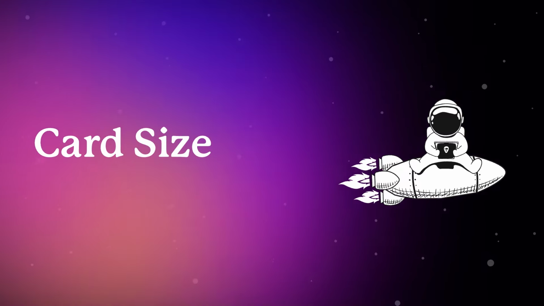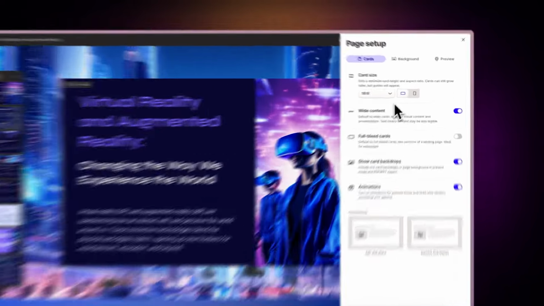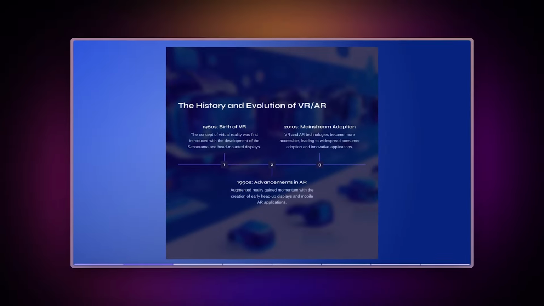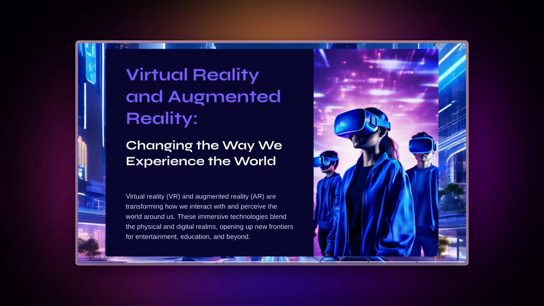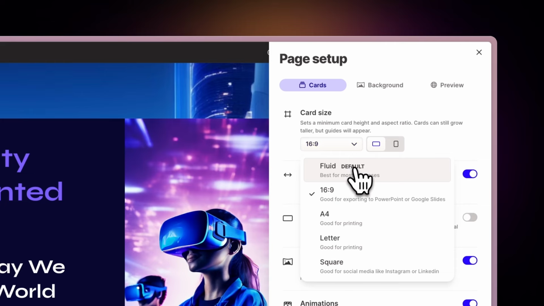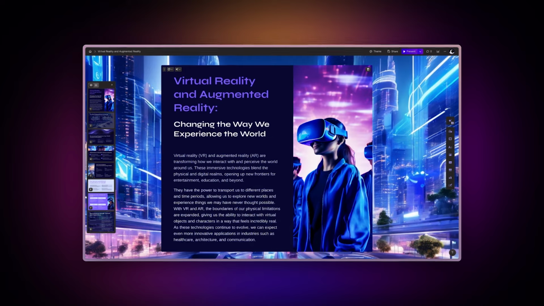Card size. Here you can adjust how your cards will behave. You can select the aspect ratio for your cards, choosing from popular formats depending on your Gamma's use case. For instance, you can use square for social media content or 16:9 for presentations. The default fluid format adjusts the height of your cards based on the content inside, allowing them to grow with your content.